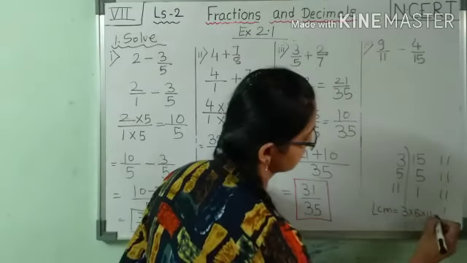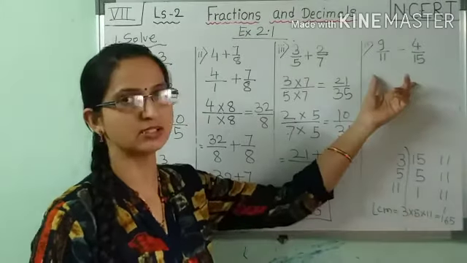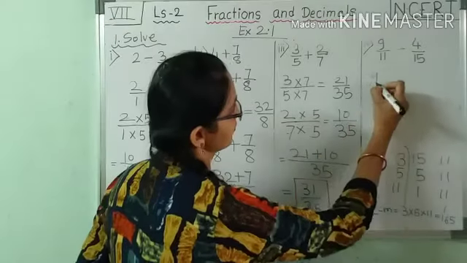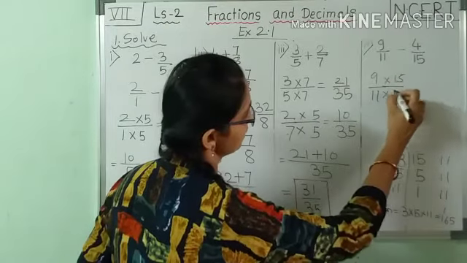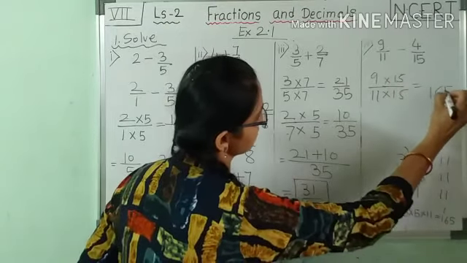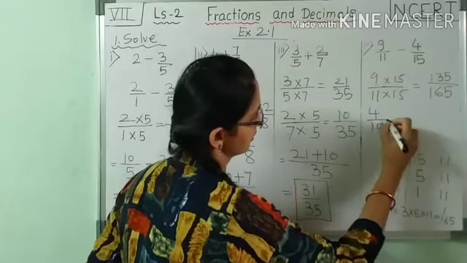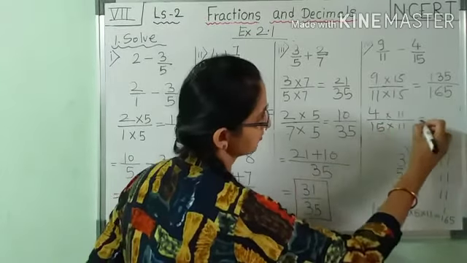So here the LCM is 165. It means we want the denominator as 165. How will we get 165? By multiplying this fraction by 15. And here 15 nines are 135. Again take this fraction 4 upon 15. Multiply this fraction by 11. Here 44.